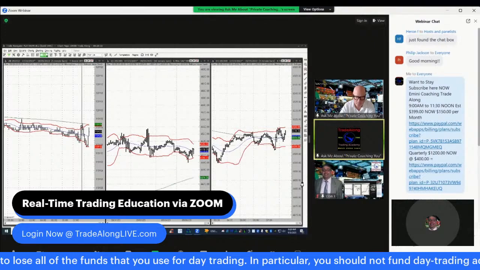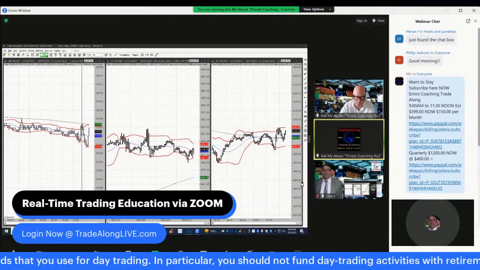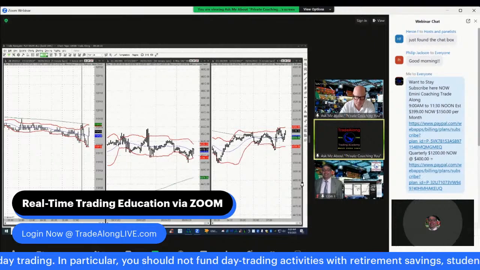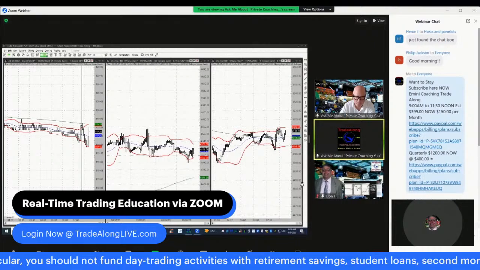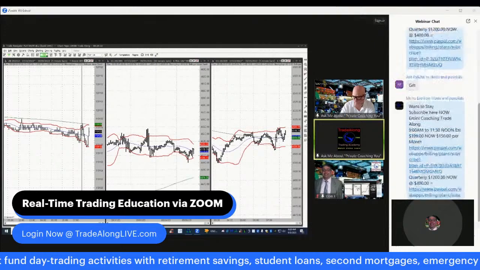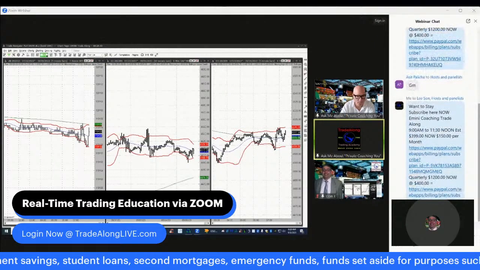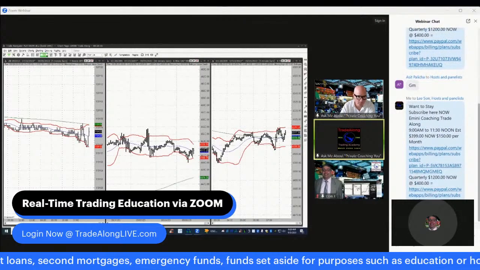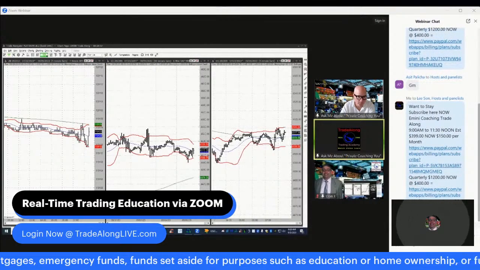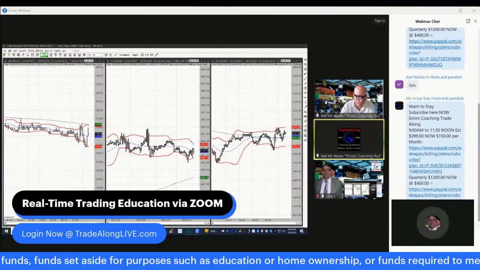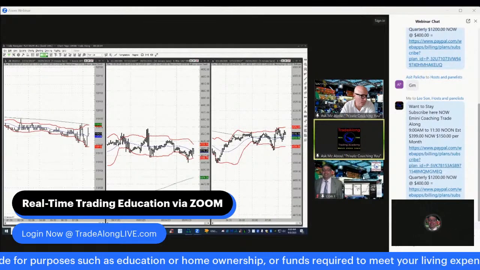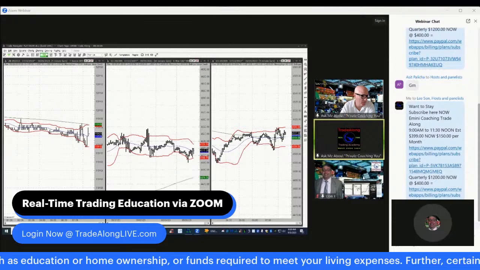Pivot 17, support 09, 45 even, 44.92, 88, 82, sorry, 82 and then 74, upside 25, 33, 40, 47, 54.